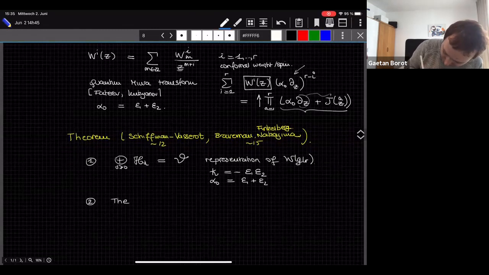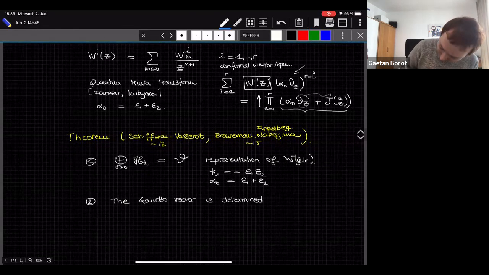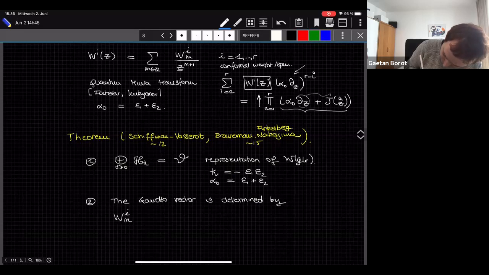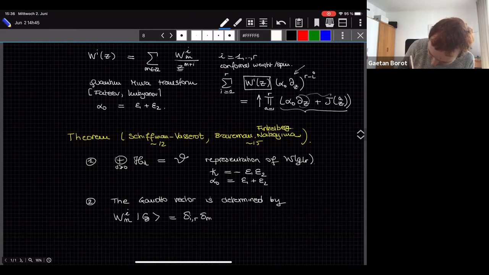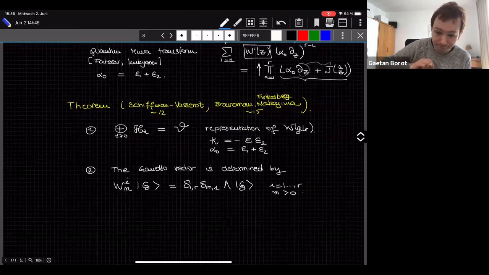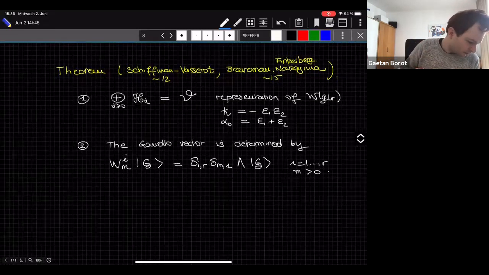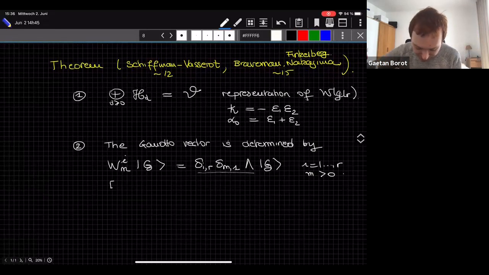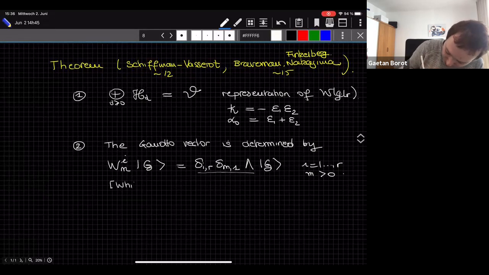The second part is that the Gaiotto vector is determined by the following equations. So you take the positive modes W_i^(m), and then you find 0 unless i is equal to R and m is equal to 1. And in that case, you see a Λ_R, not just Λ. That's for i from 1 to R and m positive. Good. And so if I had 0 on this side, that would be a highest weight vector. Here I don't have 0, it's rather an eigenvector of these modes with this eigenvalue, and it's called the Whittaker vector.